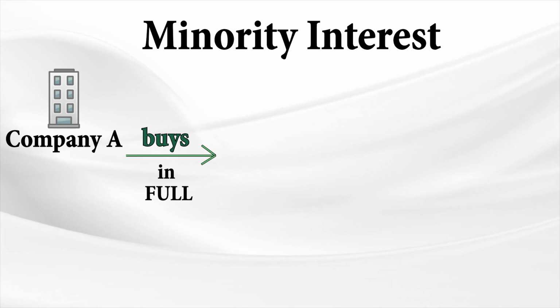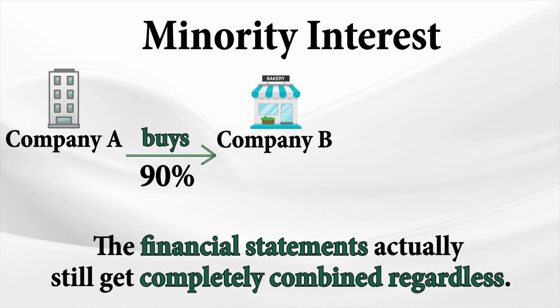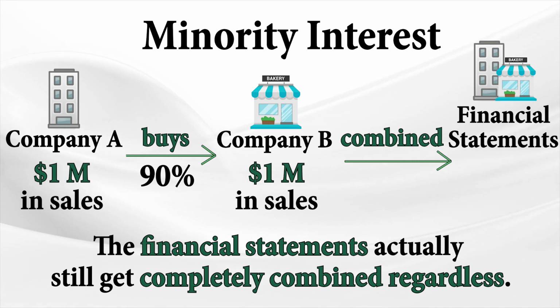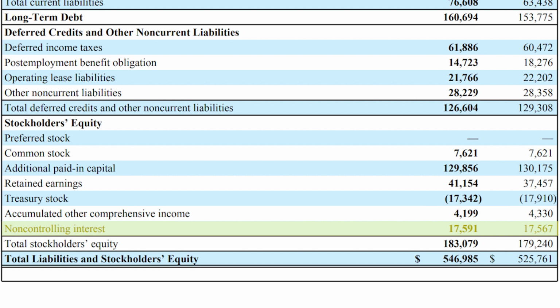But when a company buys only 90% of another company, for example, then the financial statements actually still get completely combined regardless. So again, if both companies made $1 million in sales each, then the new financial statements would show $2 million in sales, in spite of the fact that the original company only owns 90% of the second company. In accounting, the way this is accounted for is that an item called minority interest or non-controlling interest gets added to the balance sheet. So when you see minority interest or non-controlling interest on a balance sheet, it essentially means that someone owns a small part of one of the company's business divisions.